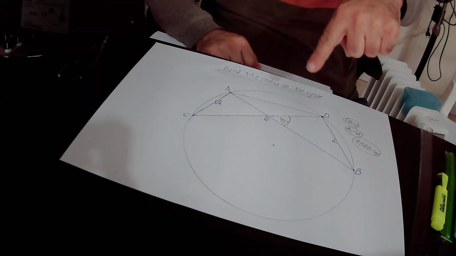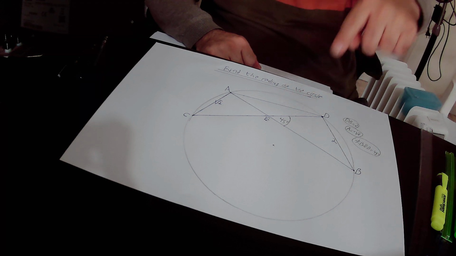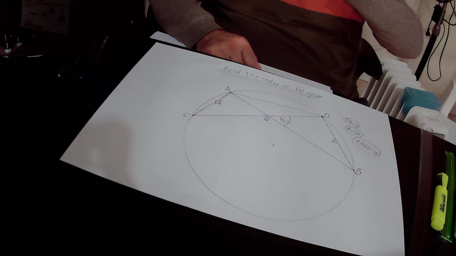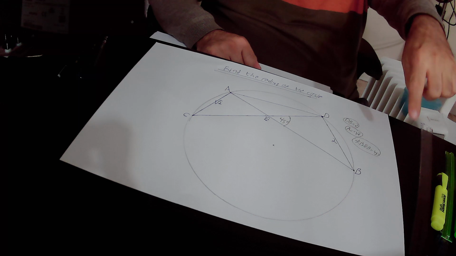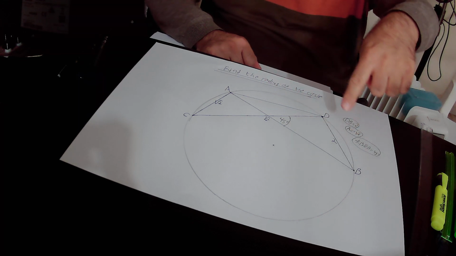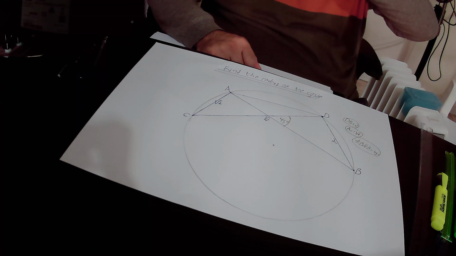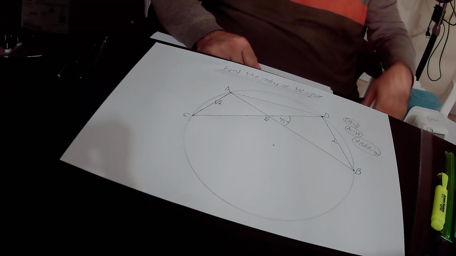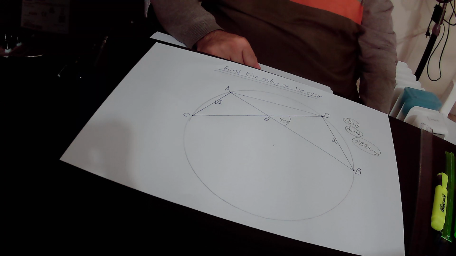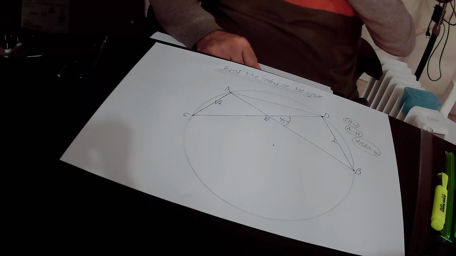And this angle DEB equals 45 degrees. And our mission is to find out the radius of this circle. Okay, so actually we will use two rules in order to find out the radius of the circle.